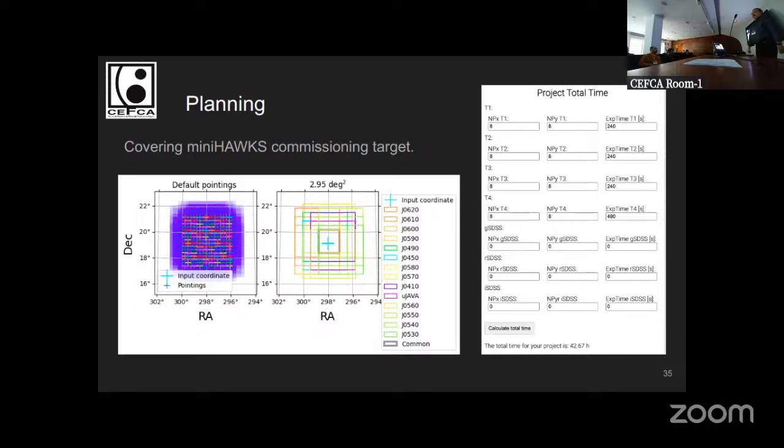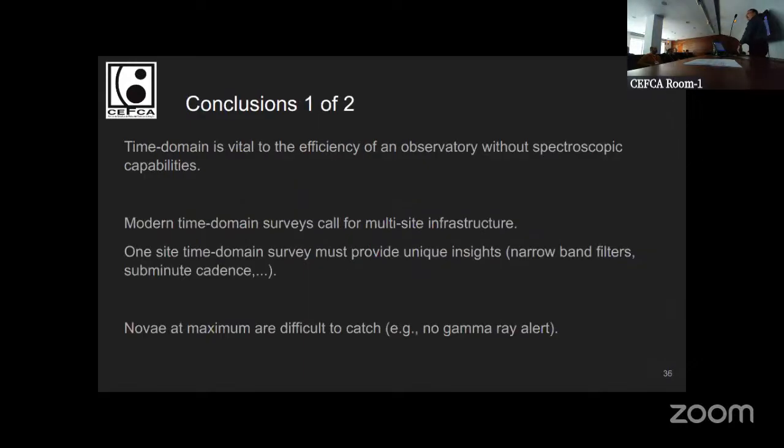Since Javier gave us homework, I did it. The rest of the strategy is fixed, because I'm using JPAS, because I'm lazy. If I try to observe the one miniJPAS field, that is just 2 square degrees, but 7 times 7, 8 times 8 - I ended up with 8 times 8 to have a little bit more. And it's a project which takes how much? 42 hours, which is not too bad. I'm not including the I band here. I might have done it wrong, but Javier will correct me if I did.